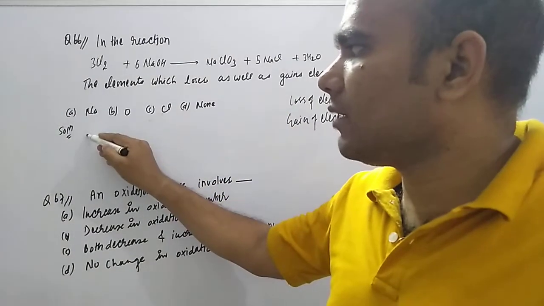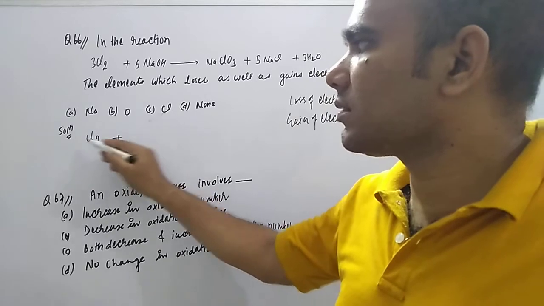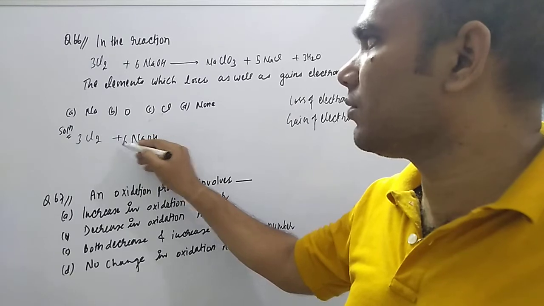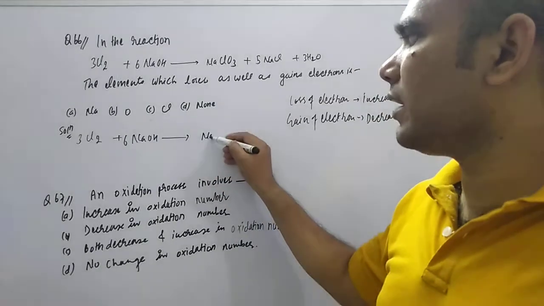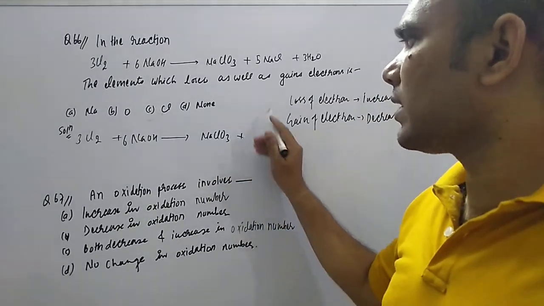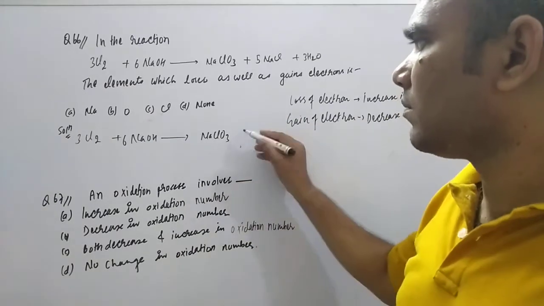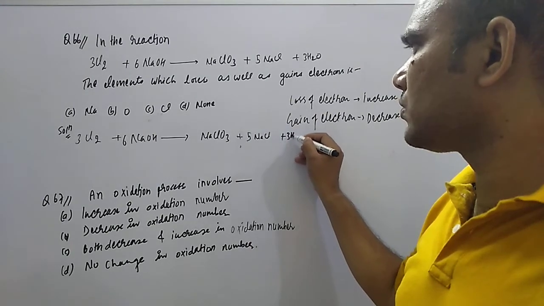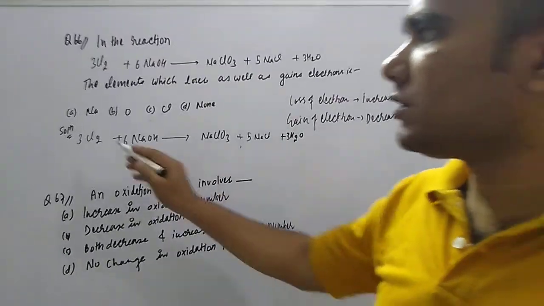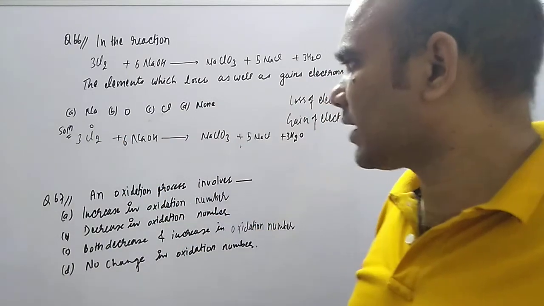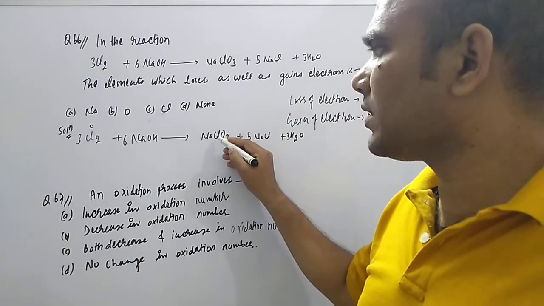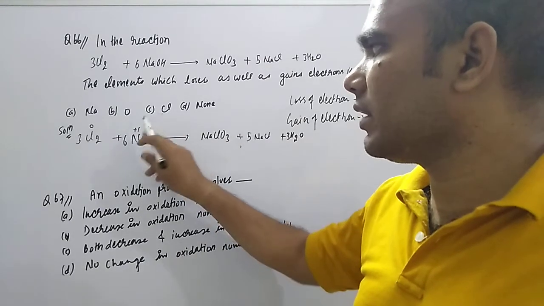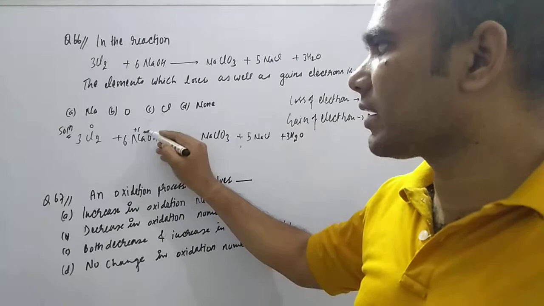Here the element is Cl2, that is 3Cl2, no problem. Here NaOH is there, 6 molecules. It is converting into NaClO3 plus 5NaCl plus 3H2O, right? Now student, here you check the oxidation number, 0, right? Here is the oxidation number. What is happening, student? Here sodium is +1 only. Here oxygen is -2. You can calculate it out.